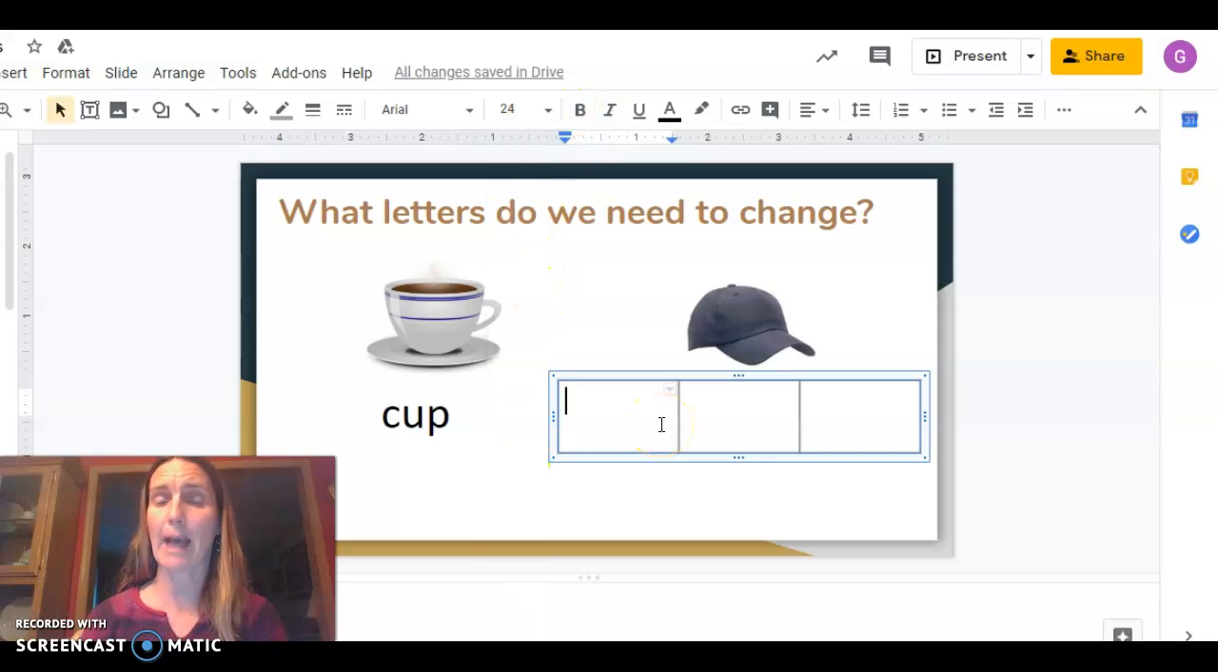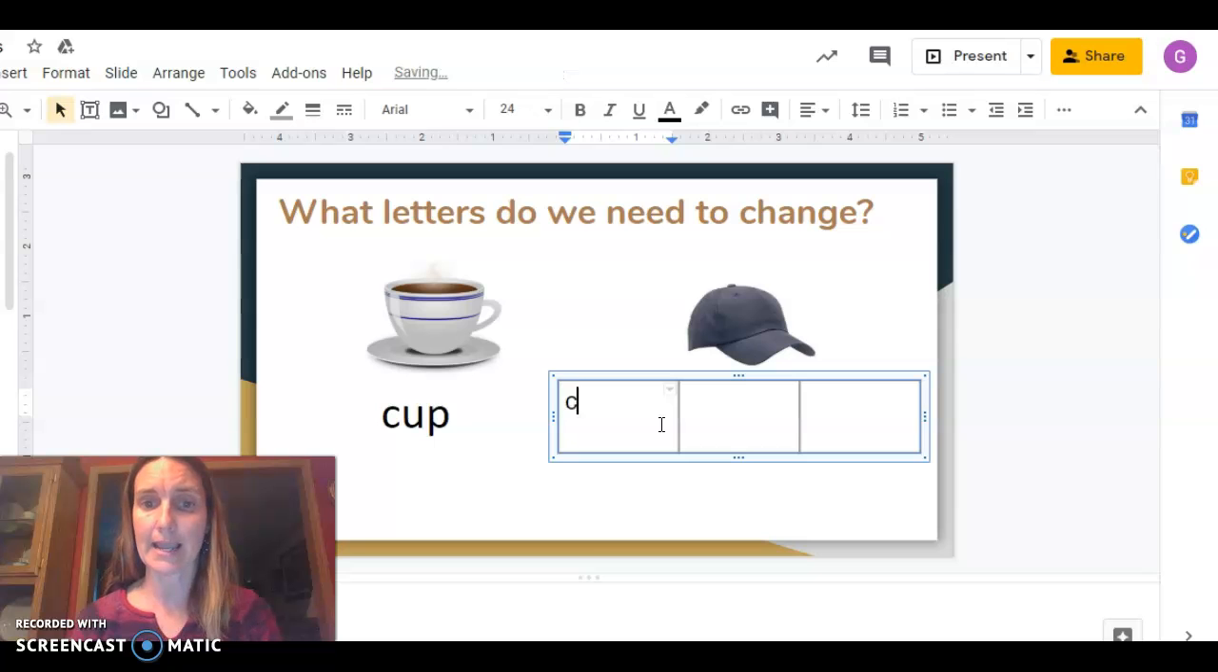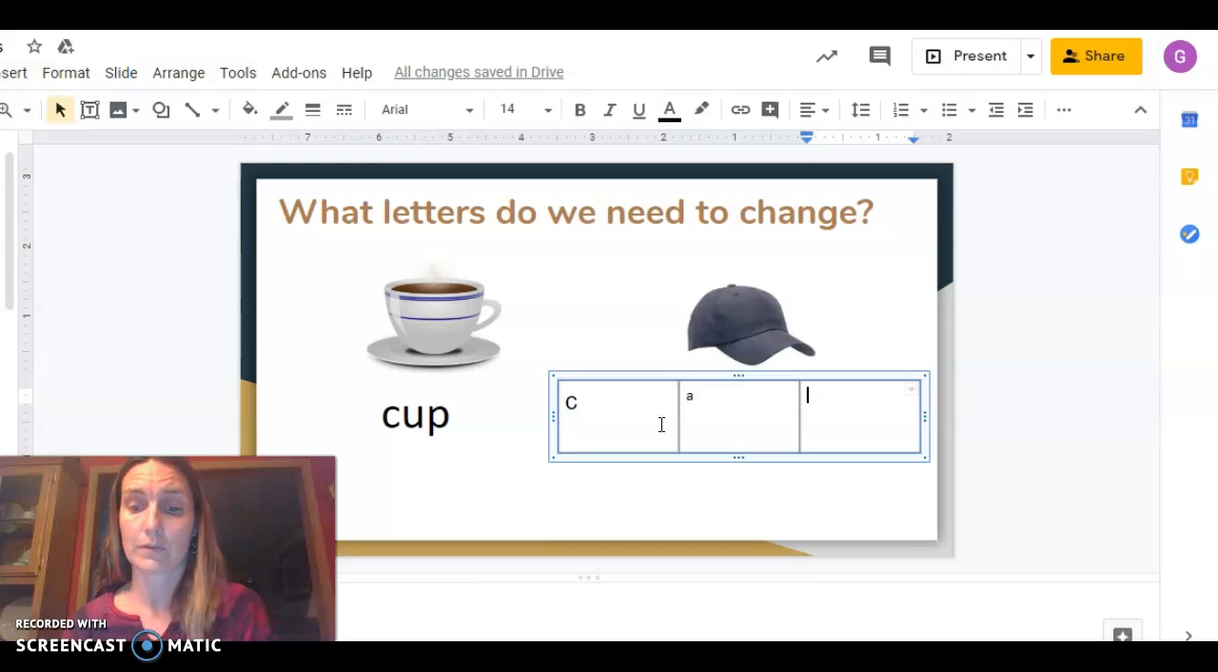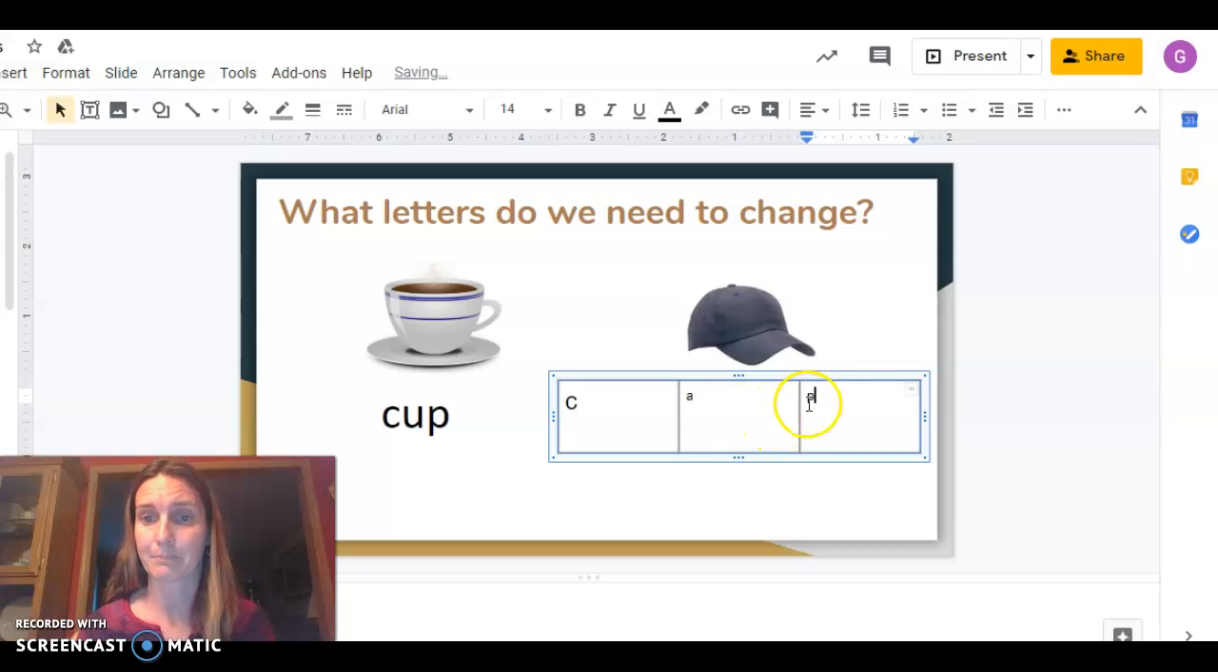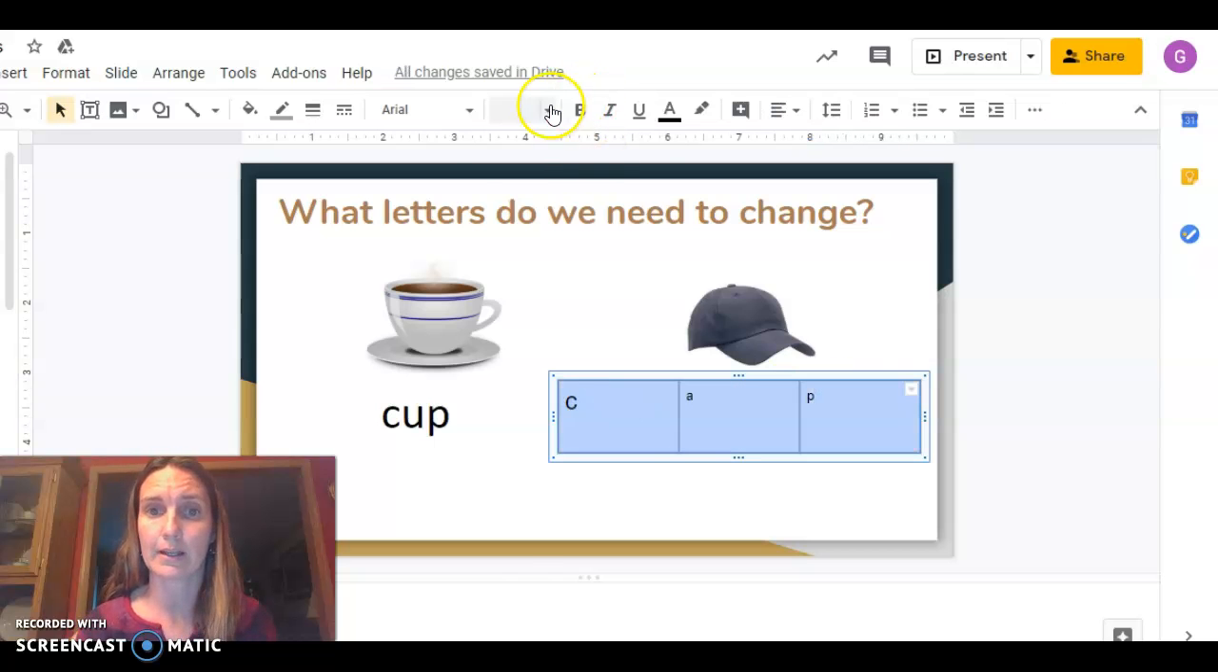Let's stretch out cap again. Cap, k-a-p, cap. Our C stays the same, but we say goodbye to the letter U and hello to the letter A, and then the P stays the same. So we have the word, and I'll make that bigger for us to see, we have the word cap.